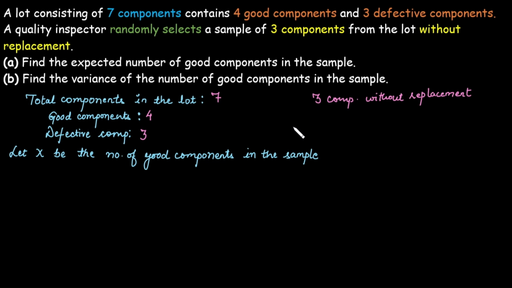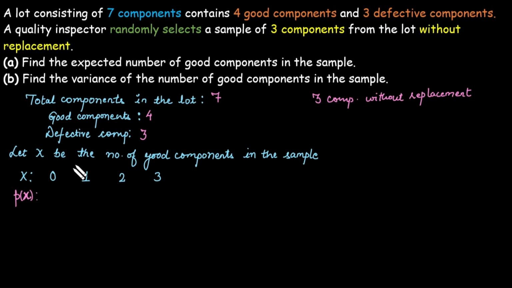Now what are the possibilities among 3 components? It could be that none of them is a good component. It means all are defective pieces, or we have only one good component, or maybe 2 good components are selected, or maybe all are good components. It means the total possible values for this random variable x is 4, that is 0, 1, 2 and 3. Now these are countable values. It means this is a discrete random variable. Now we need to calculate the corresponding probability for each random value.